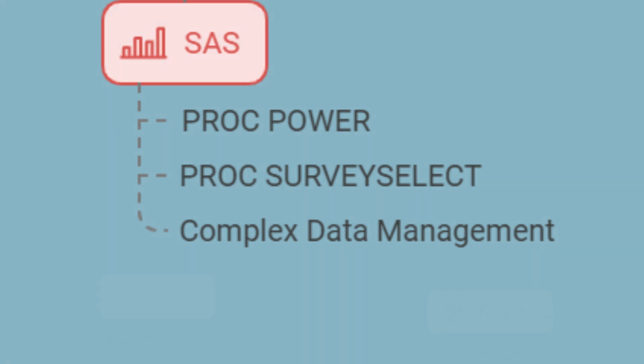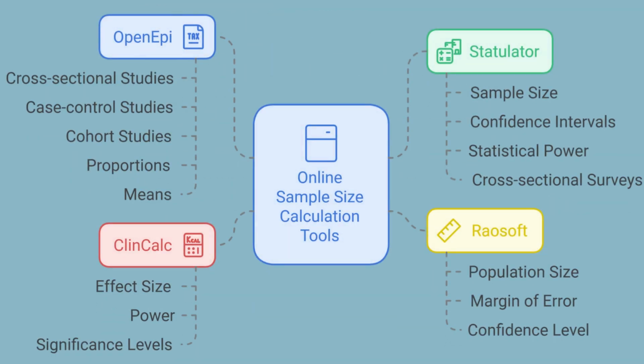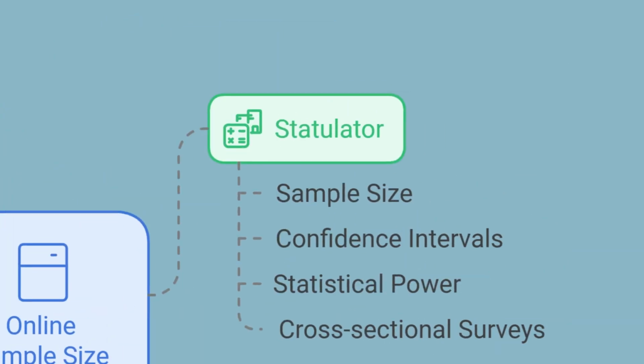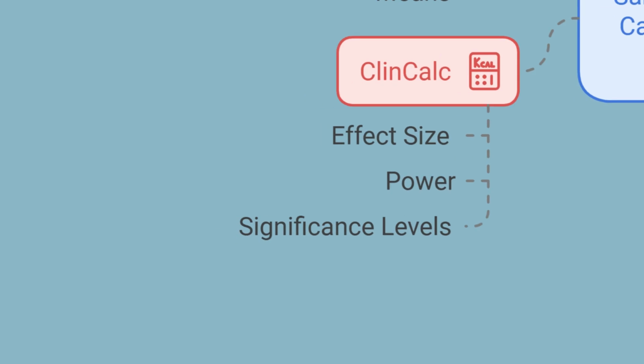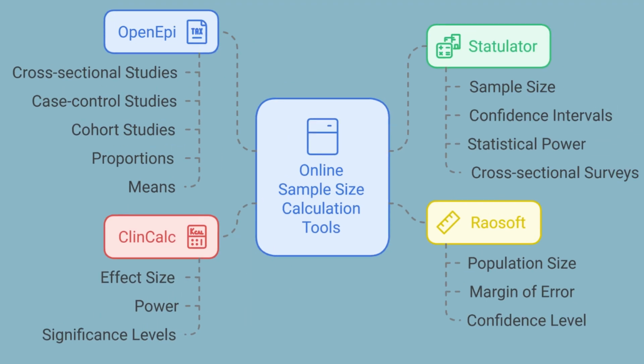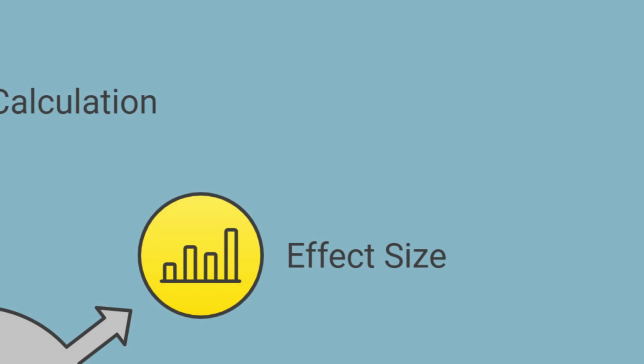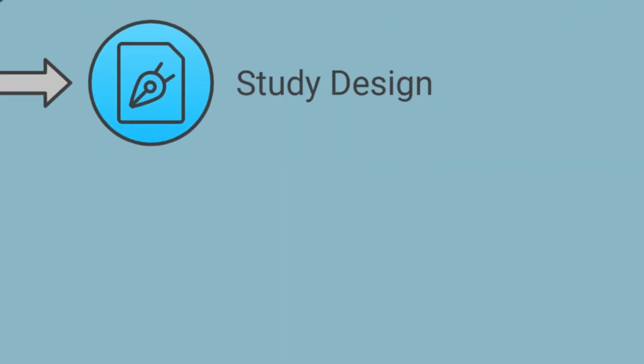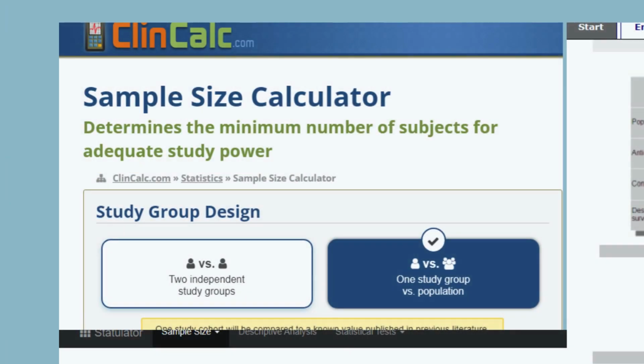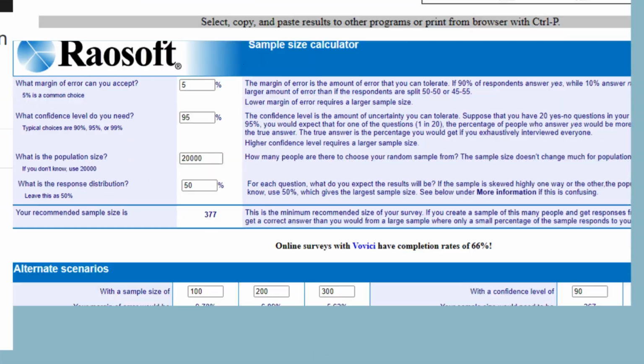planning in cross-sectional research. There are several online websites available for sample size calculation, making it convenient to estimate the required sample size for your study. Tools like OpenEpi, Statulator, Riosoft, and ClinCalc offer free or user-friendly interfaces to calculate sample size based on various parameters such as population size, effect size, power, and study design. These platforms are suitable for cross-sectional studies and other types of research, providing a range of options for different statistical needs.